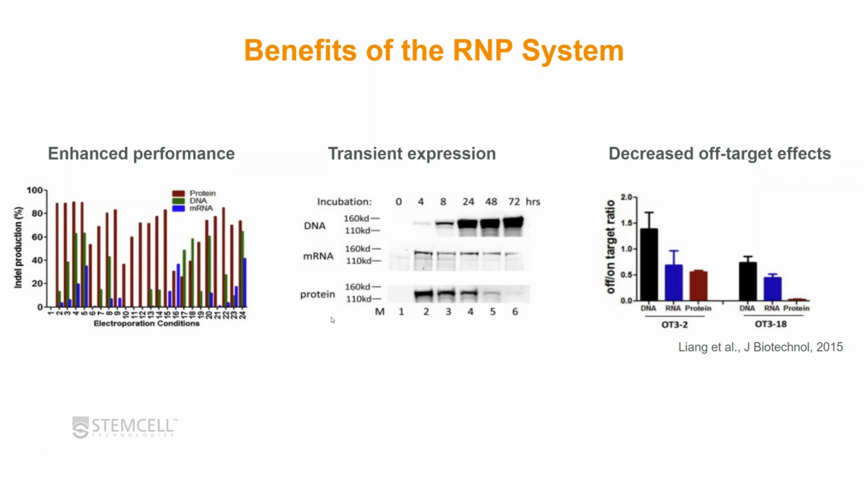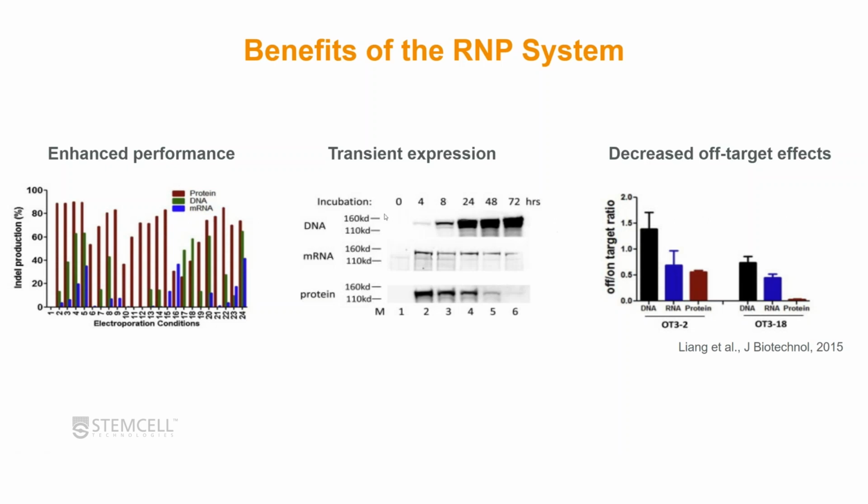And one of the most key pieces of data related to this is that the RNP system exhibits very transient expression. So you can see that after delivery of the RNP, the Cas9 expression, this is a Cas9 Western blot, peaks at around 4 to 8 hours and is almost gone and undetectable by 72 hours in the cells.